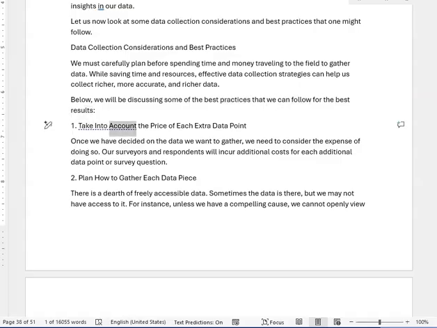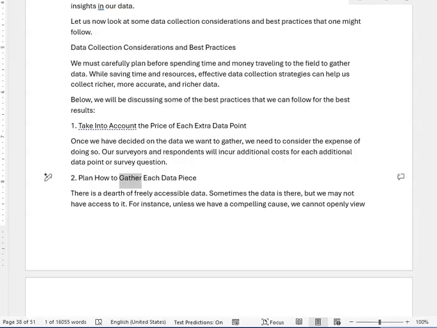1. Take into account the price of each extra data point. Once we have decided on the data we want to gather, we need to consider the expense of doing so. Our surveyors and respondents will incur additional costs for each additional data point or survey question.